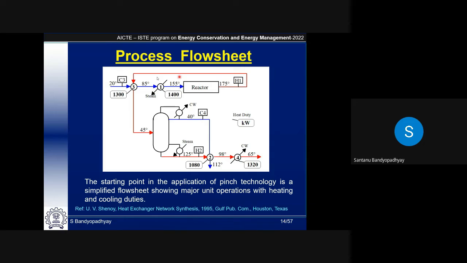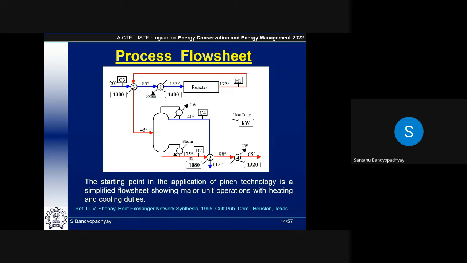And 175 to 45 is temperature reduced, it's a hot stream. And 125 to 65 is our another hot stream, H1 and H2. So it has two hot streams, two cold streams. These numbers are exchangers. So there is exchanger 1, exchanger 2, exchanger 3, and exchanger 4. Exchanger 2 and 3 are process heat recovery.